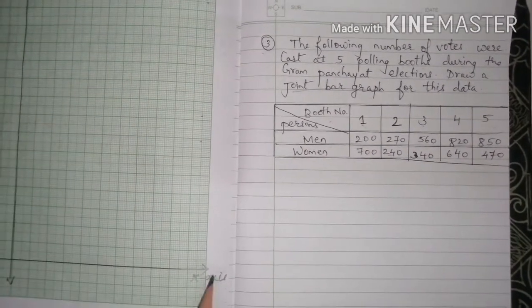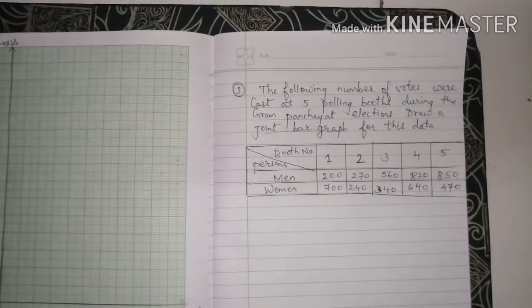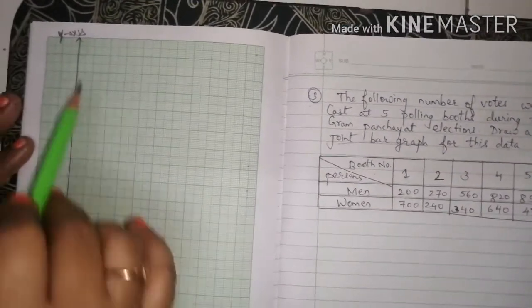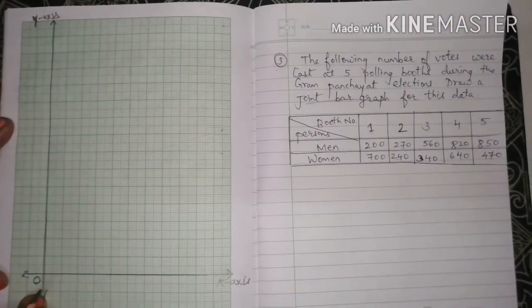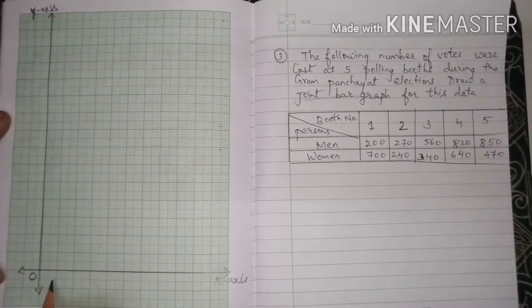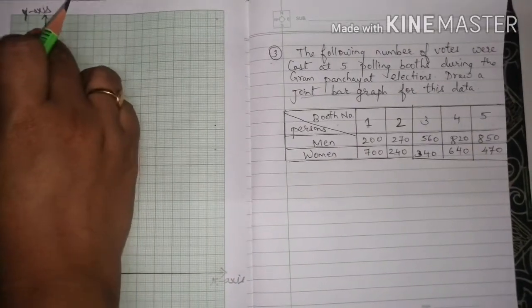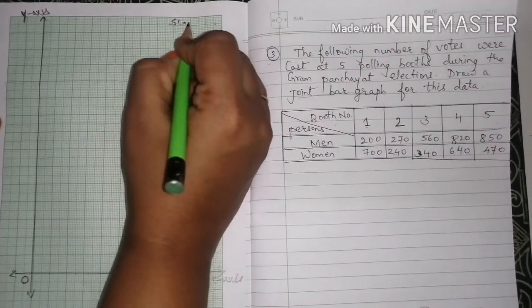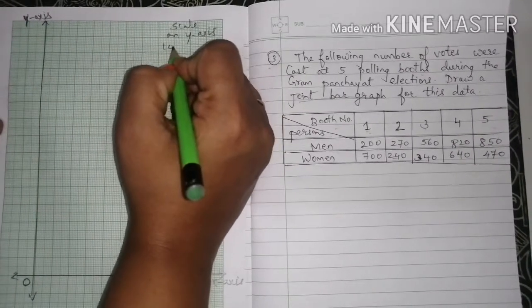Let us draw the axis first. Already I have drawn the axis on graph paper. Horizontal one is x-axis, the vertical one is the y-axis, and the intersection is origin, it is O, 0. Now this booth number we will show on x-axis and the number of persons we will show on the y-axis. For that we have to select a scale. So scale on y-axis, 1 centimeter equals to how much you will take.